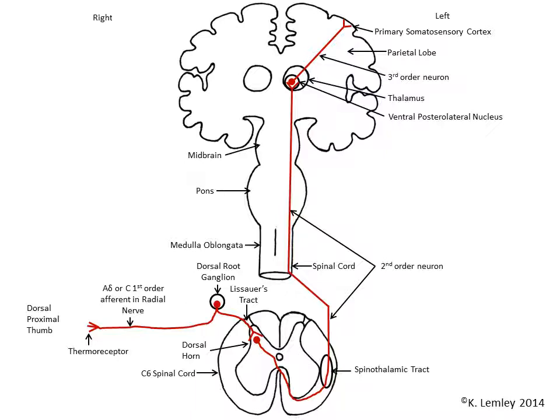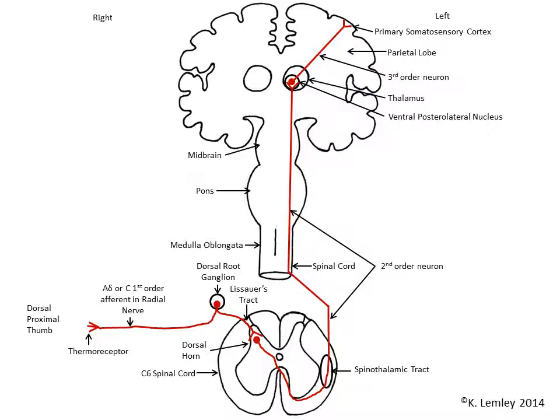dorsal horn. Second order neuron crosses the spinal cord, enters the spinothalamic tract, and ascends all the way through the brainstem up to the VPL nucleus of the thalamus, where it synapses with a third order neuron that then goes to the primary somatosensory cortex in the parietal lobe in the area representing the thumb.